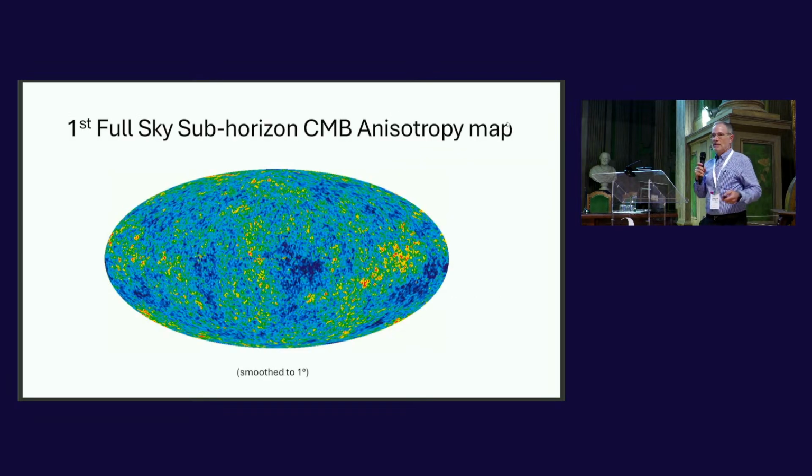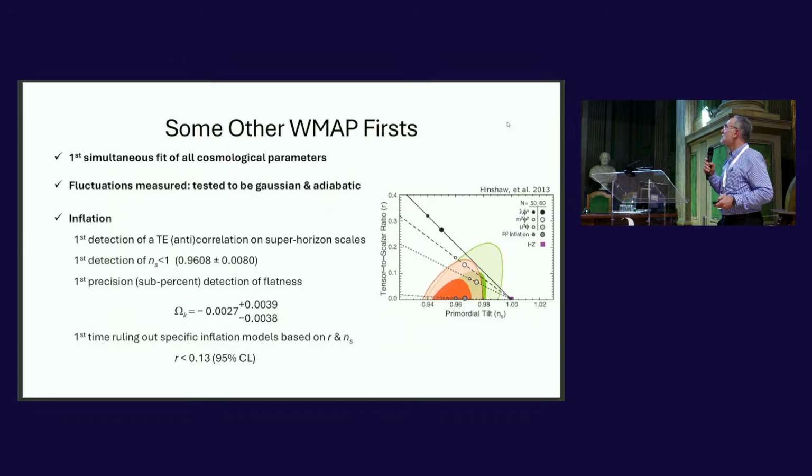And so, as you all know, this is the first full sky sub-horizon scale CMB anisotropy map. It matched very well with the COBE pattern that came earlier, but with, of course, higher resolution. And then a bunch of results flowed from that. I'm not going to spend a lot of time on these, but it was the first time we had a simultaneous fit to 6 cosmological parameters from the CMB.